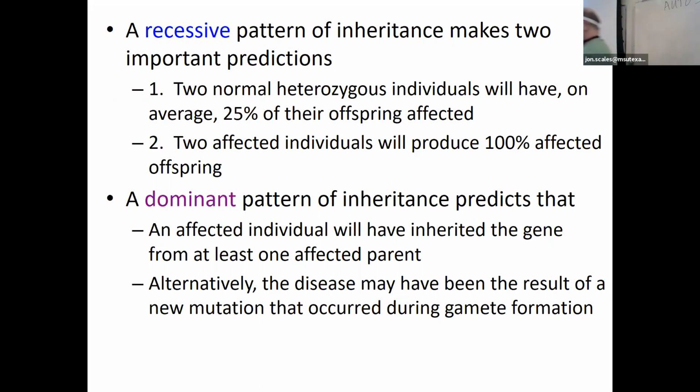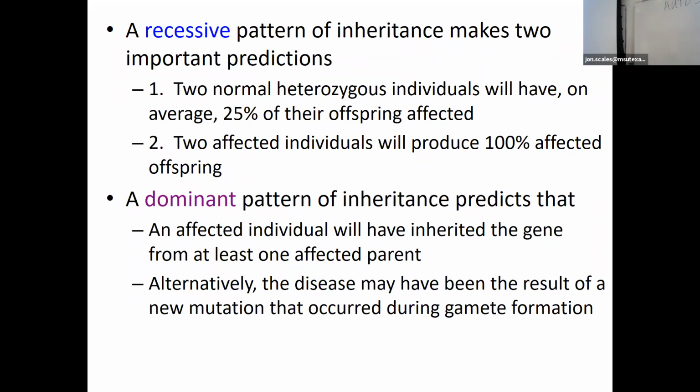So that means it would be on any of the other 22 chromosomes. So if you're looking at a pedigree, the first distinction that you'll try to make is: is this a recessive or dominant pattern? Okay, so there are a couple of clues that can help you.